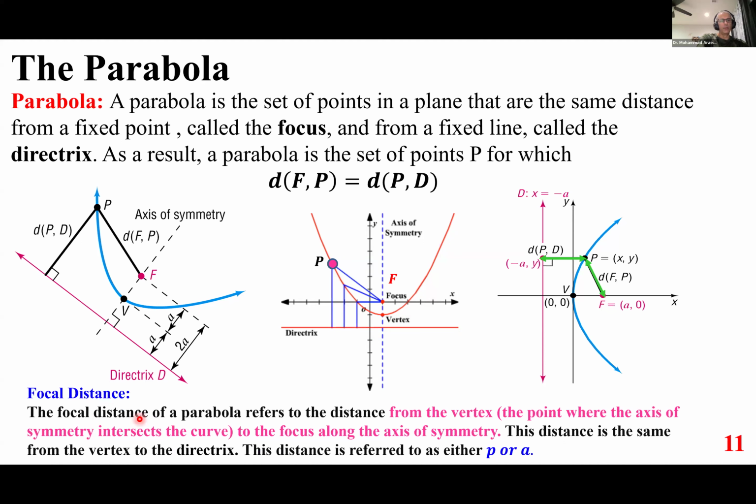Focal distance. The focal distance of a parabola refers to the distance from the vertex, the point where the axis of symmetry intersects the curve, to the focus along the axis of symmetry. This distance is the same from the vertex to the directrix. This distance is referred to as either P or A. Okay, so let me show you. This one is P or A.